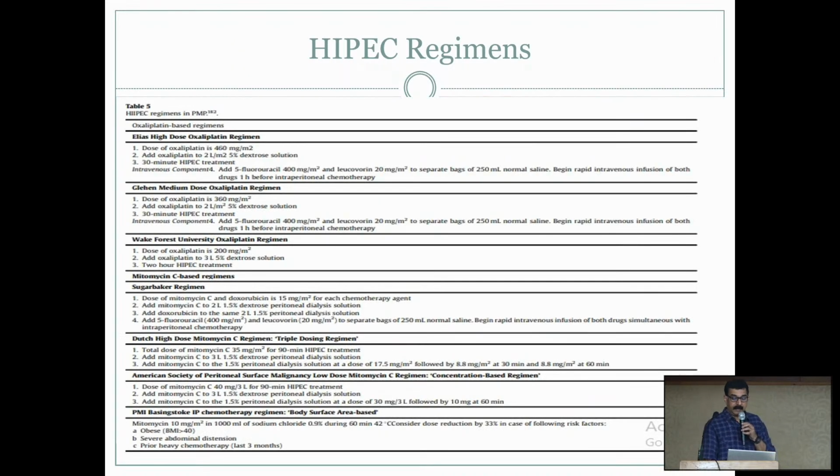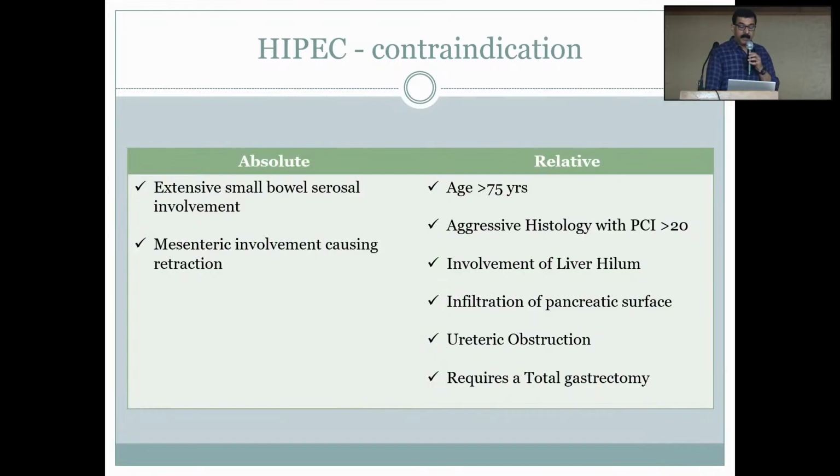These are the regimens. I'm not going into them. And even if there is mucin or carcinomatous peritoneum present, there are conditions in which we avoid CRS and HIPEC. There are absolute contraindications. One is extensive small bowel serosal involvement, which is absolutely contraindicated. And involvement of the root of the mesentery. In such conditions also CRS and HIPEC is avoided.